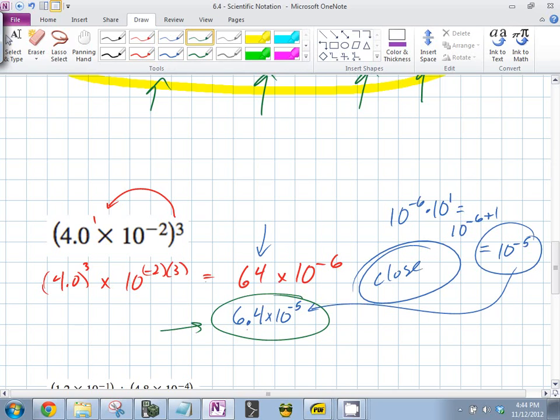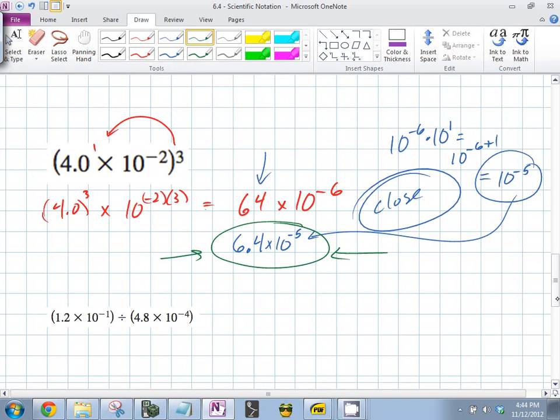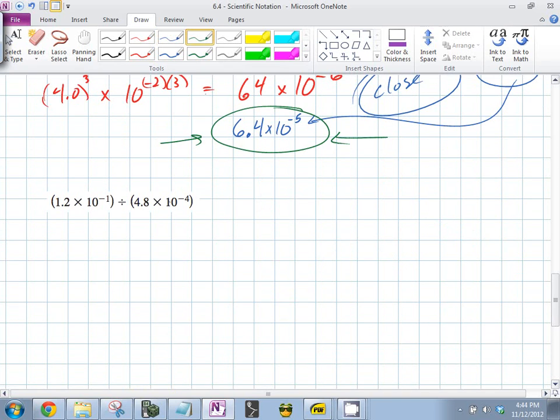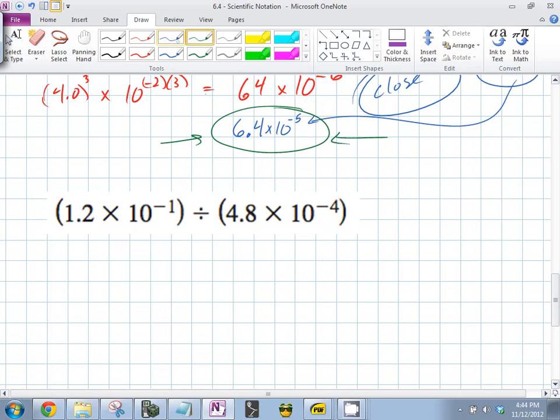we have division, and with the division question, you just set it up as a regular division question. Looks strange until you write it like this, and you end up with something that should look pretty familiar. You have some similar bases there. You have one fraction and another being multiplied together. 1.2 over 4.8 is just 1/4.